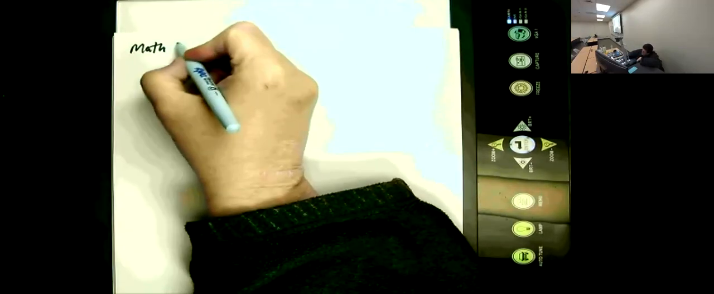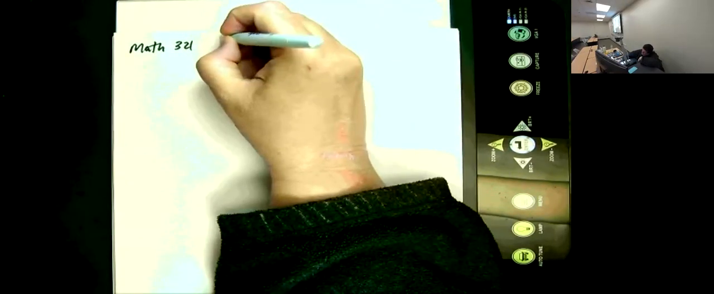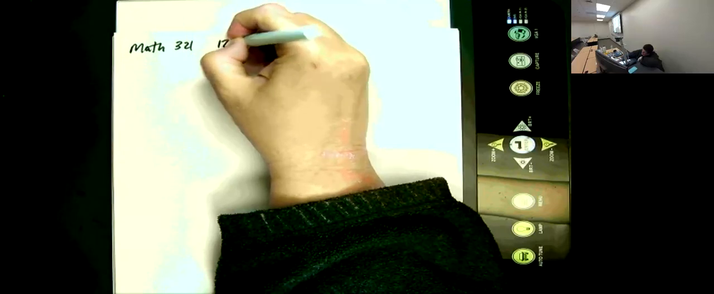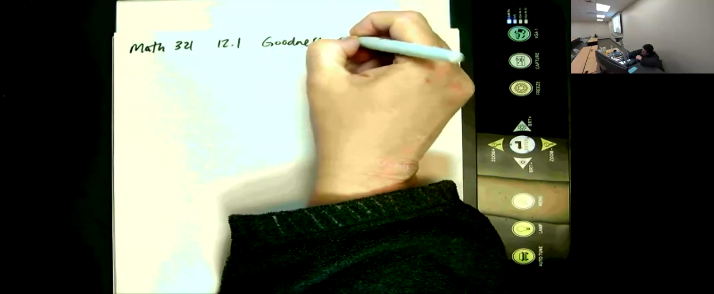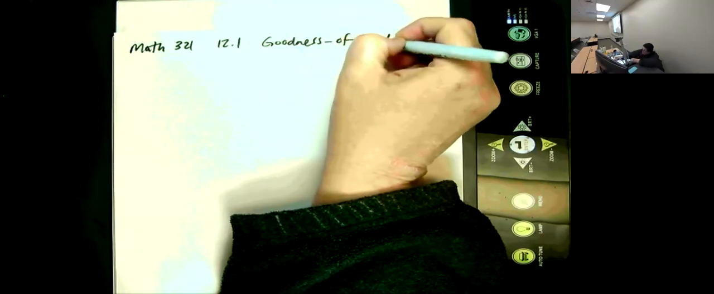Let's see, we're doing Math 321. Final section. This is 12.1, the goodness of fit section. Let's see what kind of problems we got here. Goodness of fit.